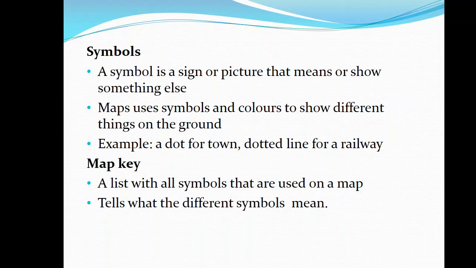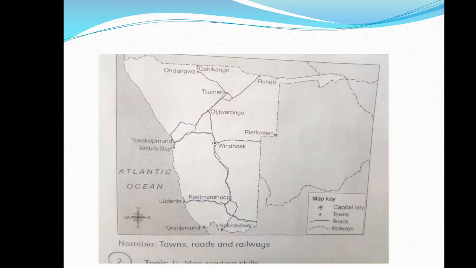If you go back to your map on page 2 and you see the symbols which are used, you can see that the dots are used as a representation of towns, and the dot under a circle is a representation of a capital city. And also the dotted lines, you can see that they represent the railways.